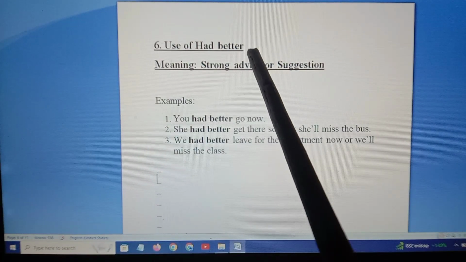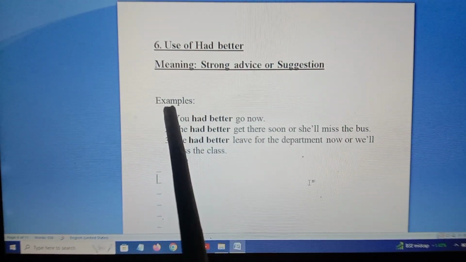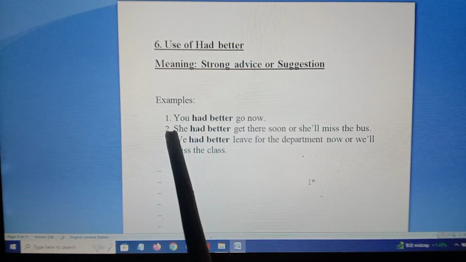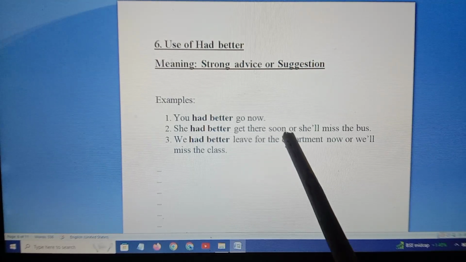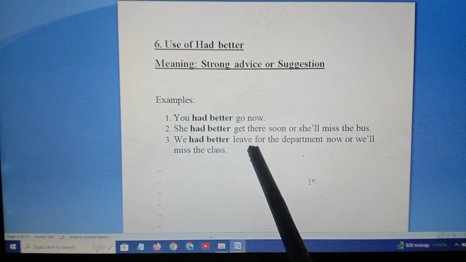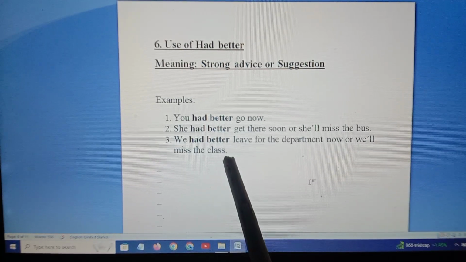Use of had better, meaning strong advice or suggestion. Examples: you had better go now. She had better get there soon, or she will miss the bus. We had better leave for the department now, or we'll miss the class.